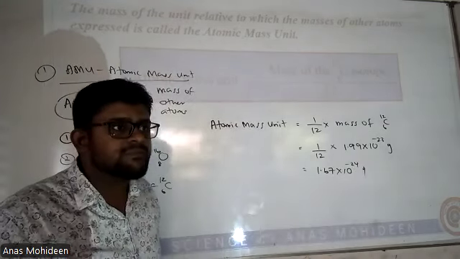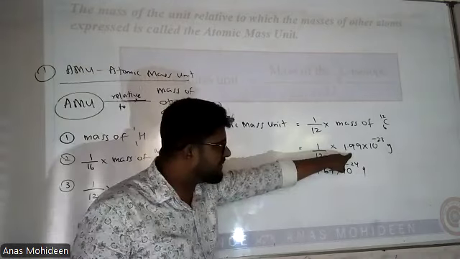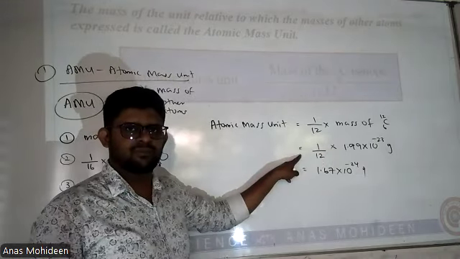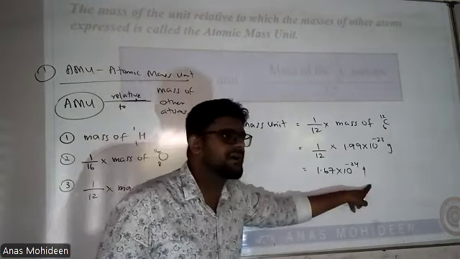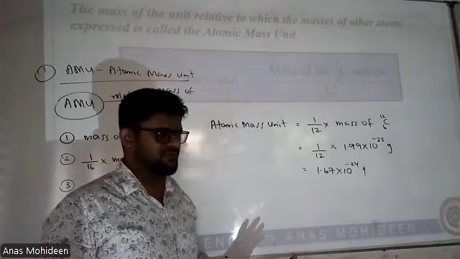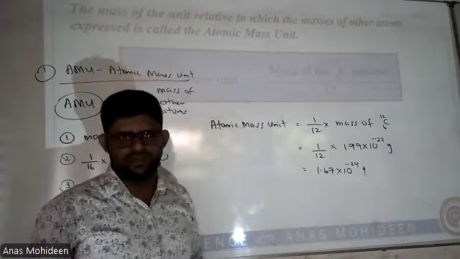1.67 into 10 to the power minus 24. So, full cake means you have to divide by 12. For the 1/12 fraction, we don't divide again. It's already divided, and that is the answer. So, this is the AMU value.